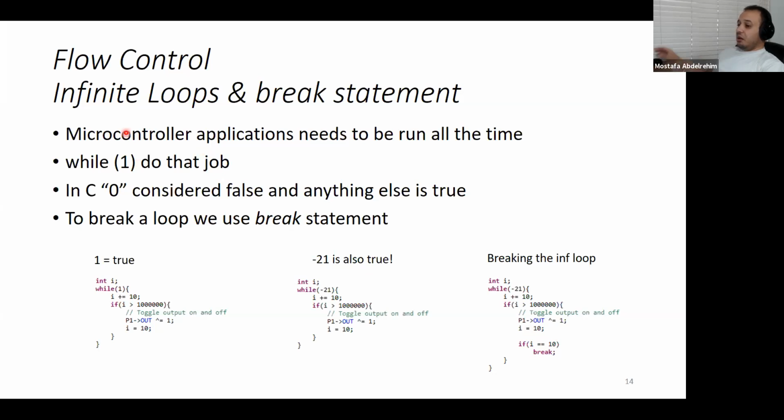So for microcontrollers in specific, we need the program to run all the time. Okay, so we need infinite loops all the time. So the infinite loop, just the basic thing, is just while one, which is just like while true. Okay, because any number other than zero is considered true. For example, here while one, do that stuff. Okay, so it will run forever. While minus 21, that's very fine. Minus 21 is also true because it's not zero.